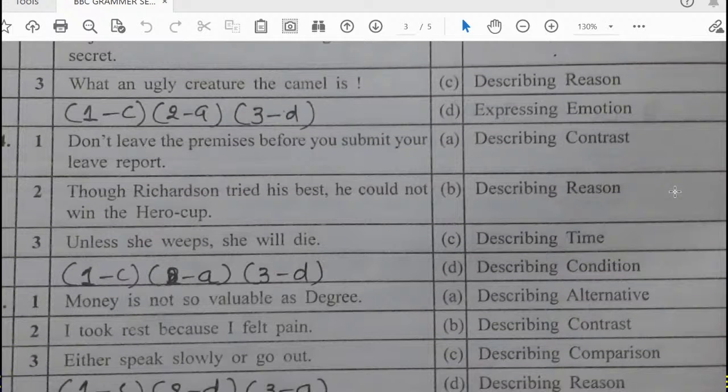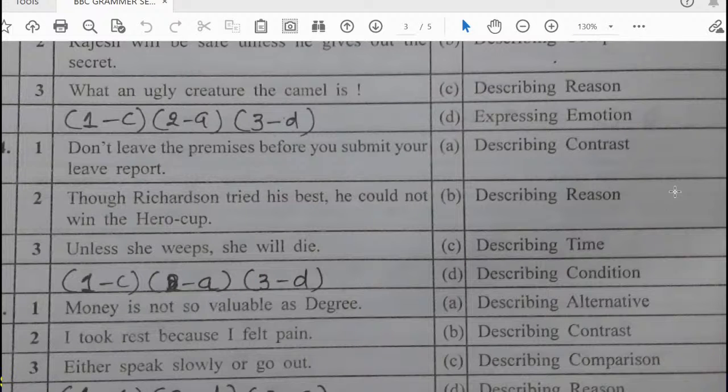Next, number 15. First sentence, money is not so valuable as degree. Say the sentence again. Money is not so valuable as degree. As there is use of so as, let's see the options first. A, describing alternative? No. B, describing contrast? No. C, describing comparison? Yes, as there is use of so as, formation of positive degree in the negative form. So the first sentence will be connected with option C, describing comparison.